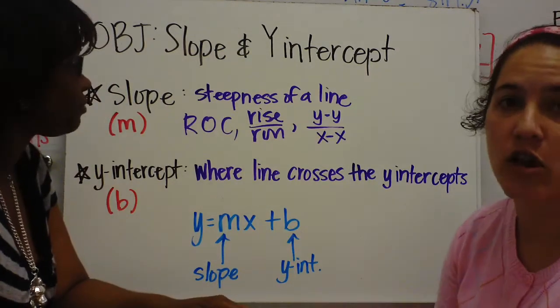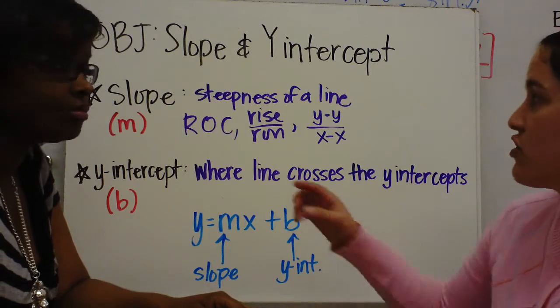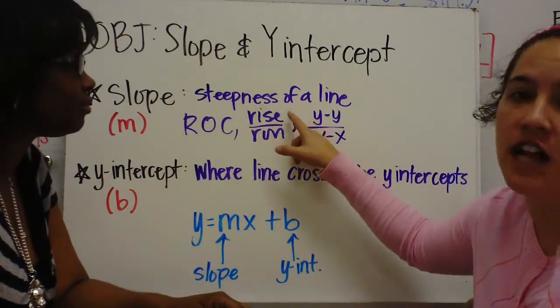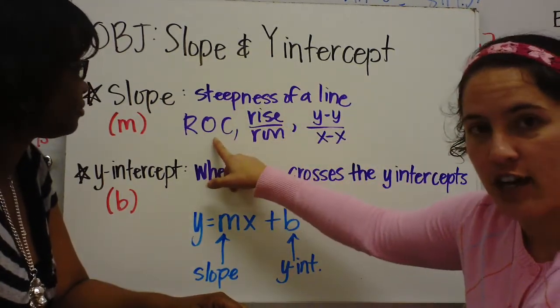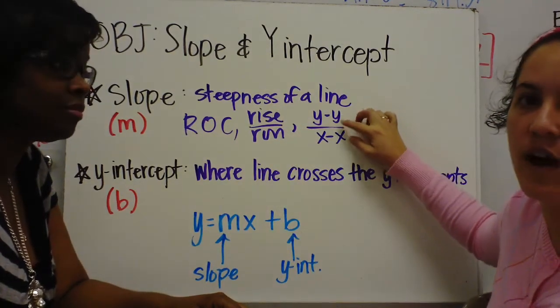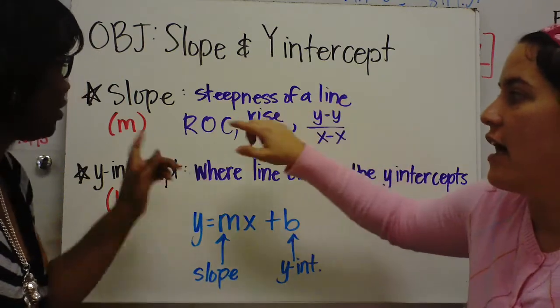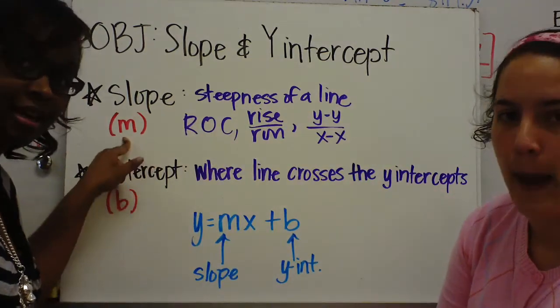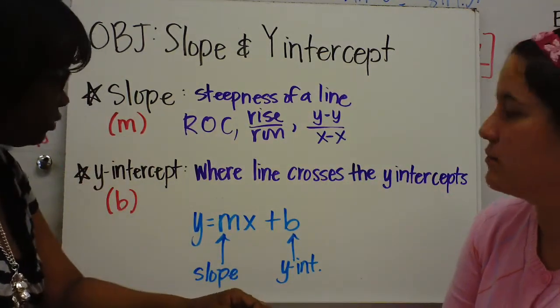And we have gone over slope before. So just to review, slope is the steepness of a line. It's also called the rate of change. It's rise over run, and here it is in the formula, y minus y over x minus x. Alright, the variable for slope is m, and we talked about that in class as well.